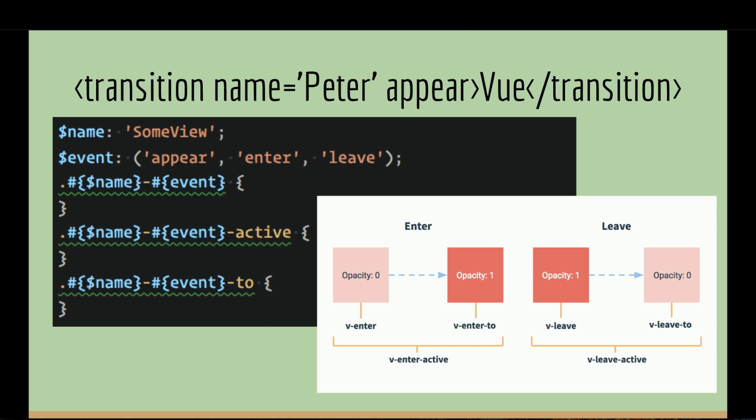This is where you want to define the duration of the transition, because if you don't, then it'll just not do anything because it's going to be entered and gone in an instant. So this is where you define the timings. And the enter2 class is where you want the ending state to be, and is added at the same time the enter class is removed and removed together with the enter active class.